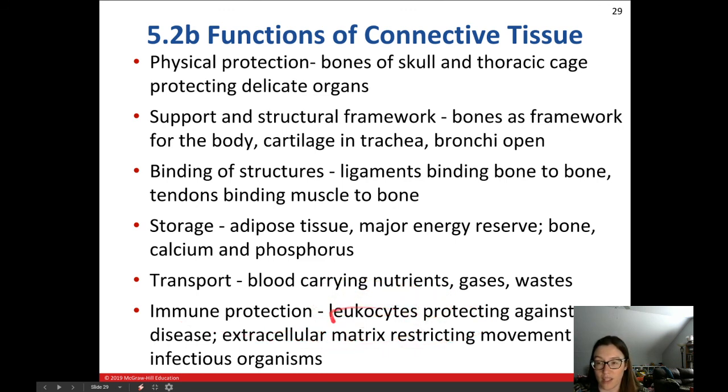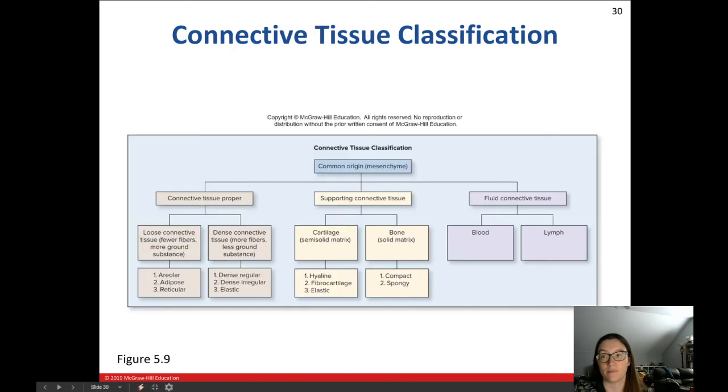Leukocytes are white blood cells, and they're going to be found within some of these, like our lymph nodes and spleen and all these things that are made of this connective tissue. As we said, the reticular connective tissue makes up a lot of our lymph nodes and our spleen and makes up a bunch of our organs, so that's pretty important.